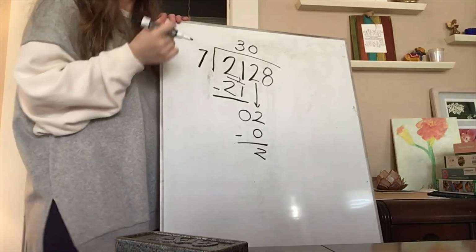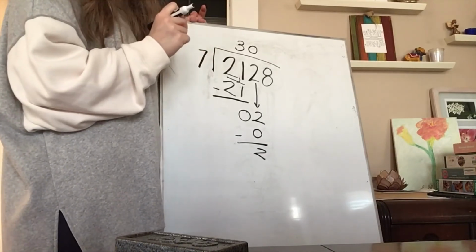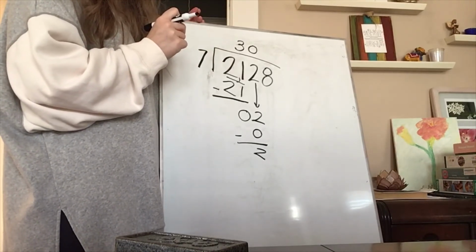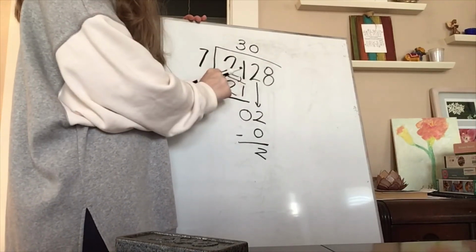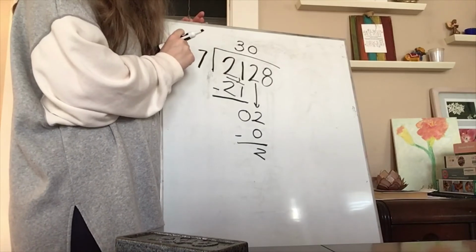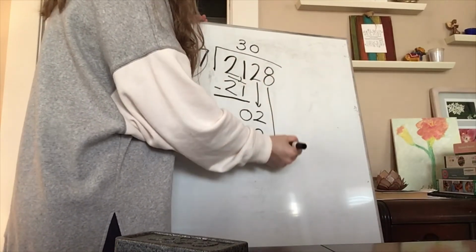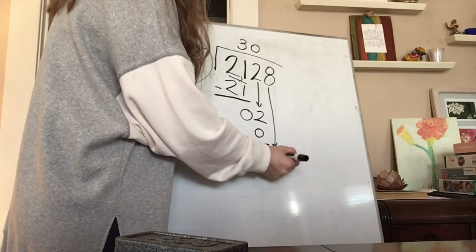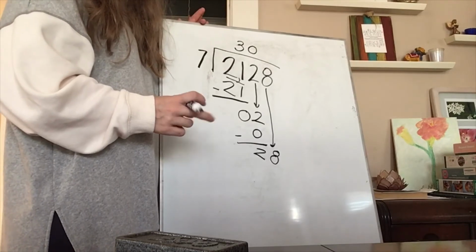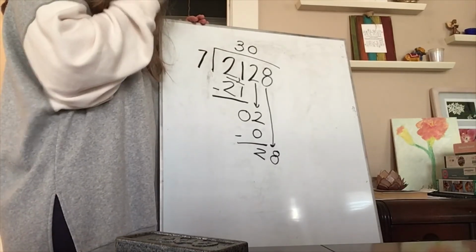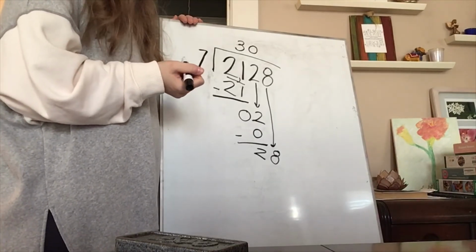We bring down. Where do we go to bring something down? To look for something to bring down, the next digit of our dividend. Good. We go to the dividend. We find the next unused digit, which is 8. So we're going to draw an arrow to bring it down. And we just created our new dividend. Okay.